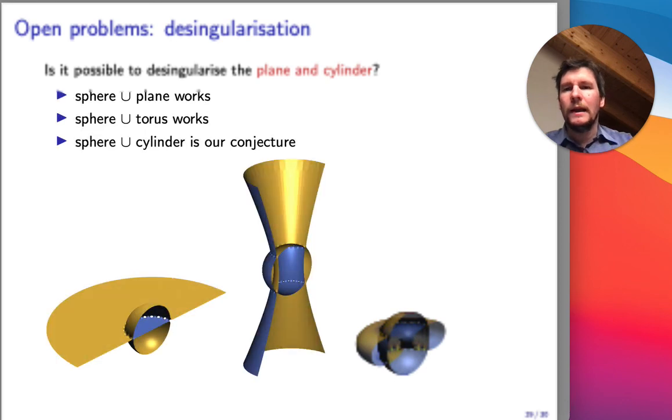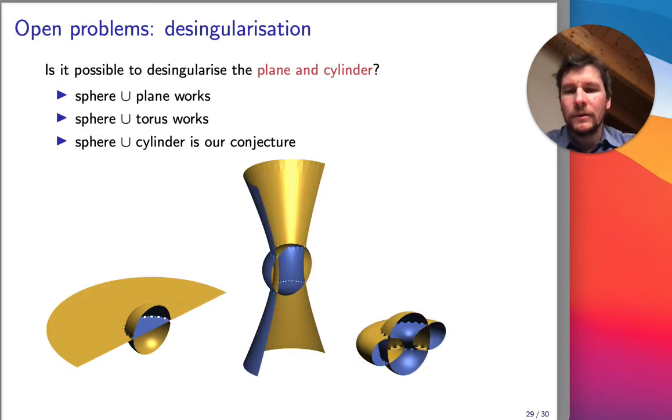Let me also mention another problem. If you try to do this via desingularization, the question is, would it also be possible to desingularize the plane and the cylinder? We know that the sphere and the plane works, and we have sphere and torus which works, and now sphere and cylinder, that's our conjecture that this also works. And it seems that this works best at the level, so the Scherk surface of desingularization should be at the level of the sphere. Then numerically it works best.